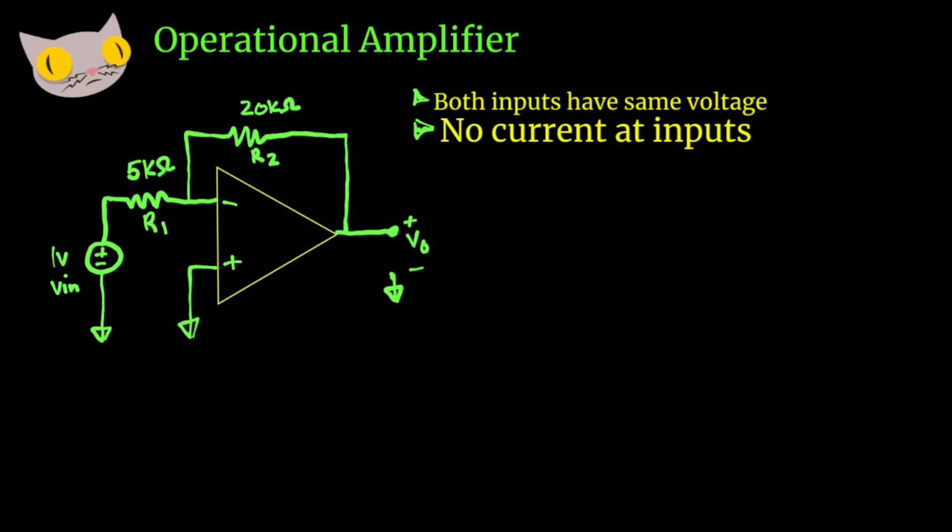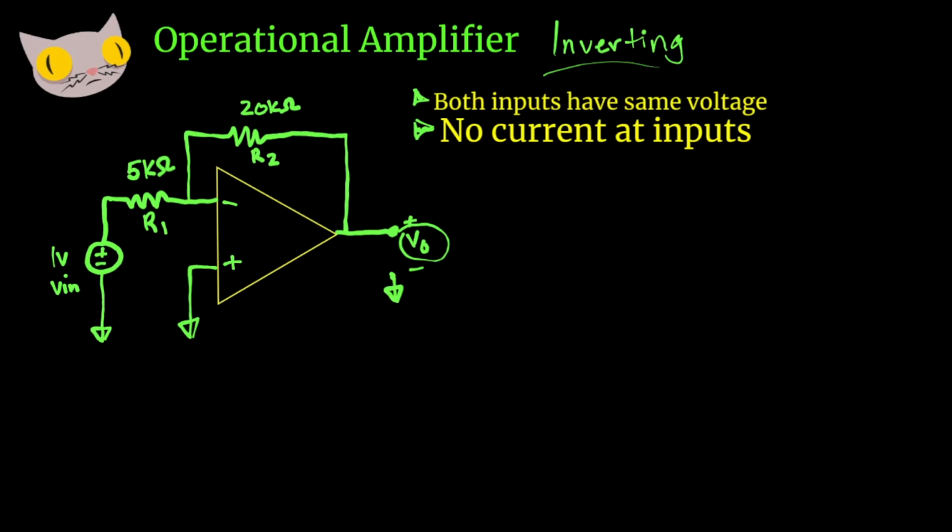Today we're going to be talking about operational amplifiers. This one here is an inverting amplifier, and we have here a voltage source. Vin is 1 volt. We have R1 is 5k ohms. We have R2 20k ohms, and we want to find Vout.